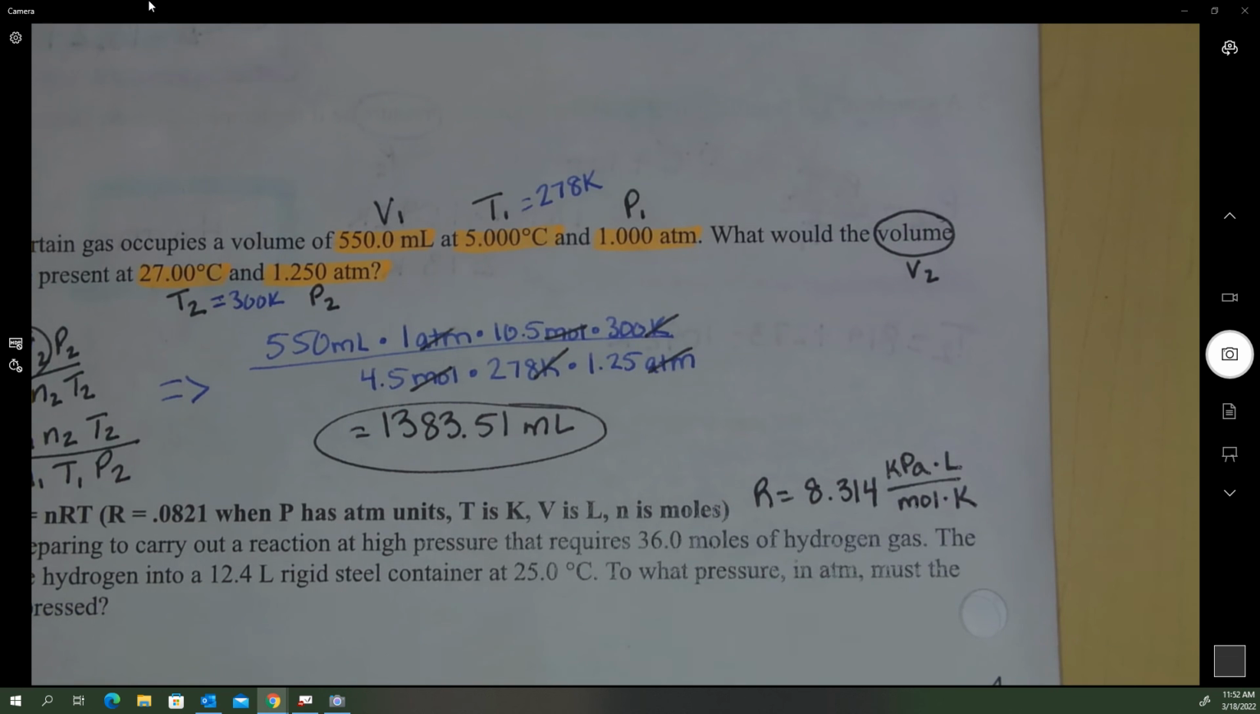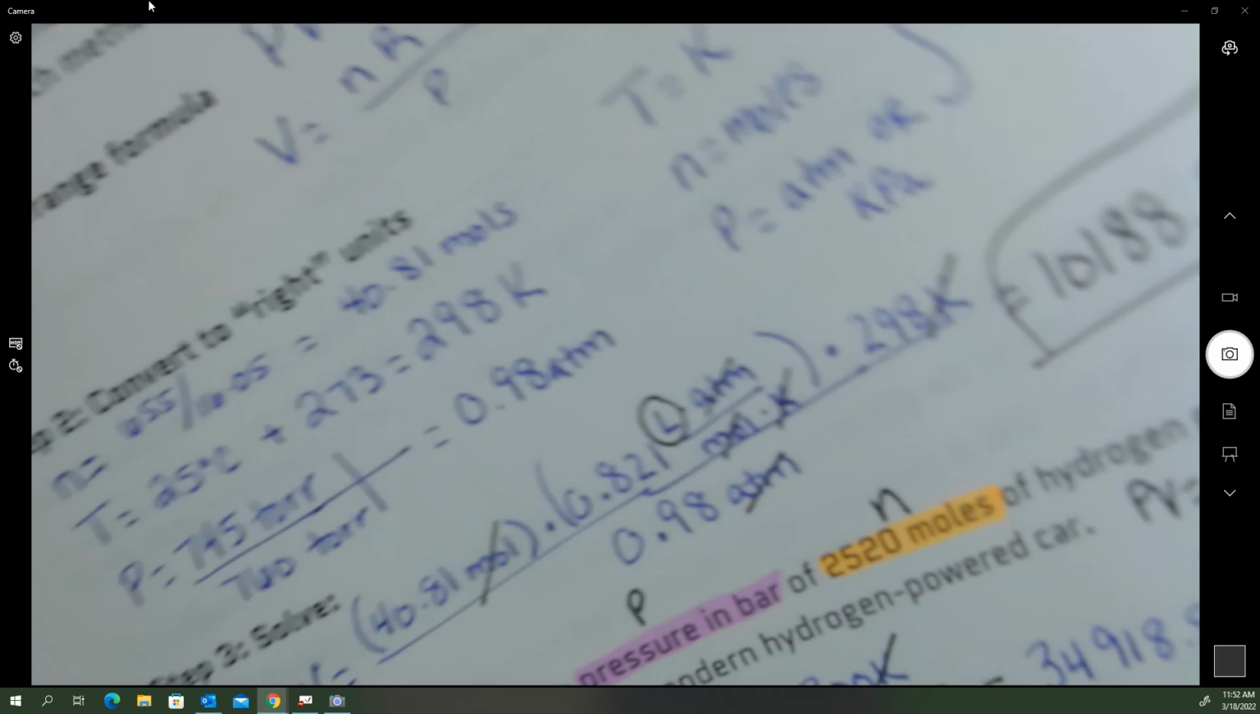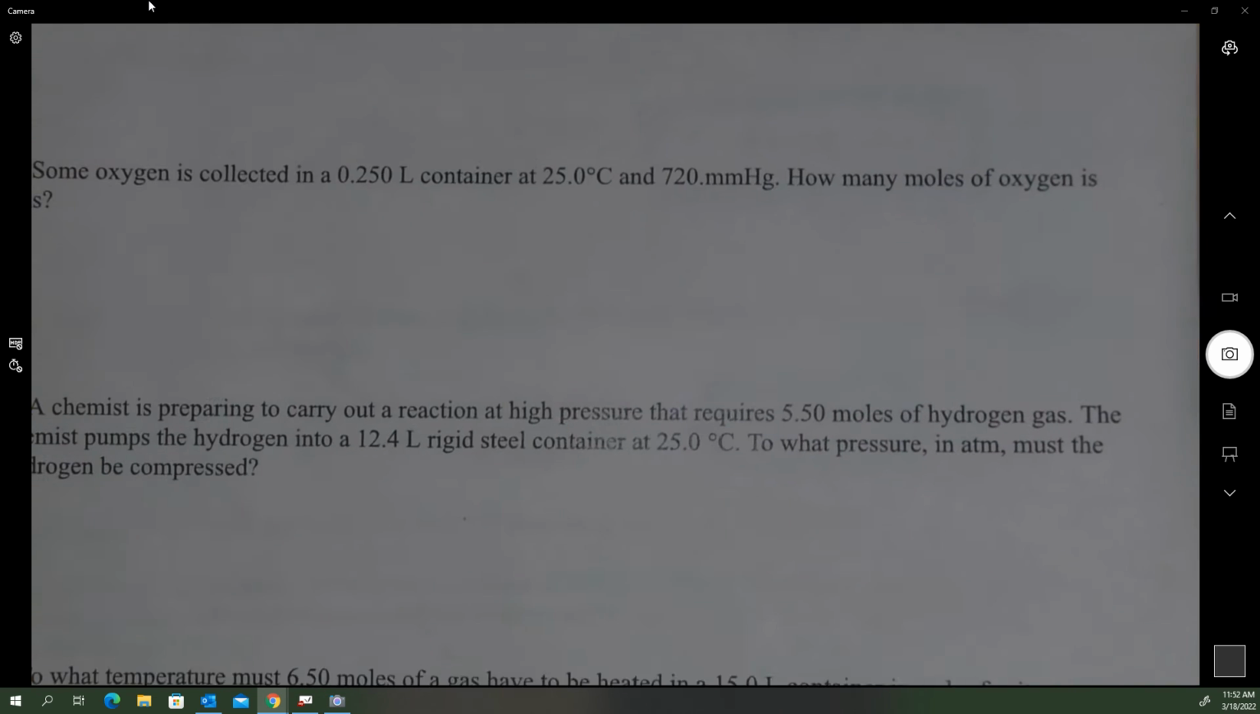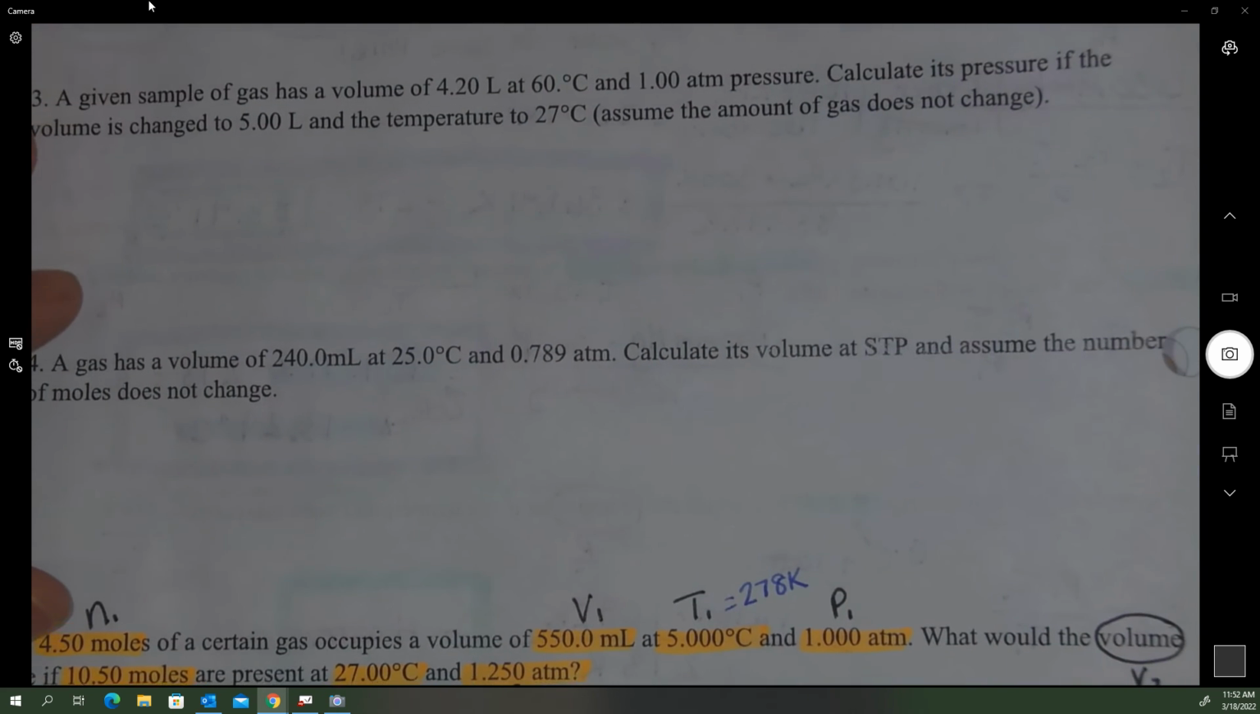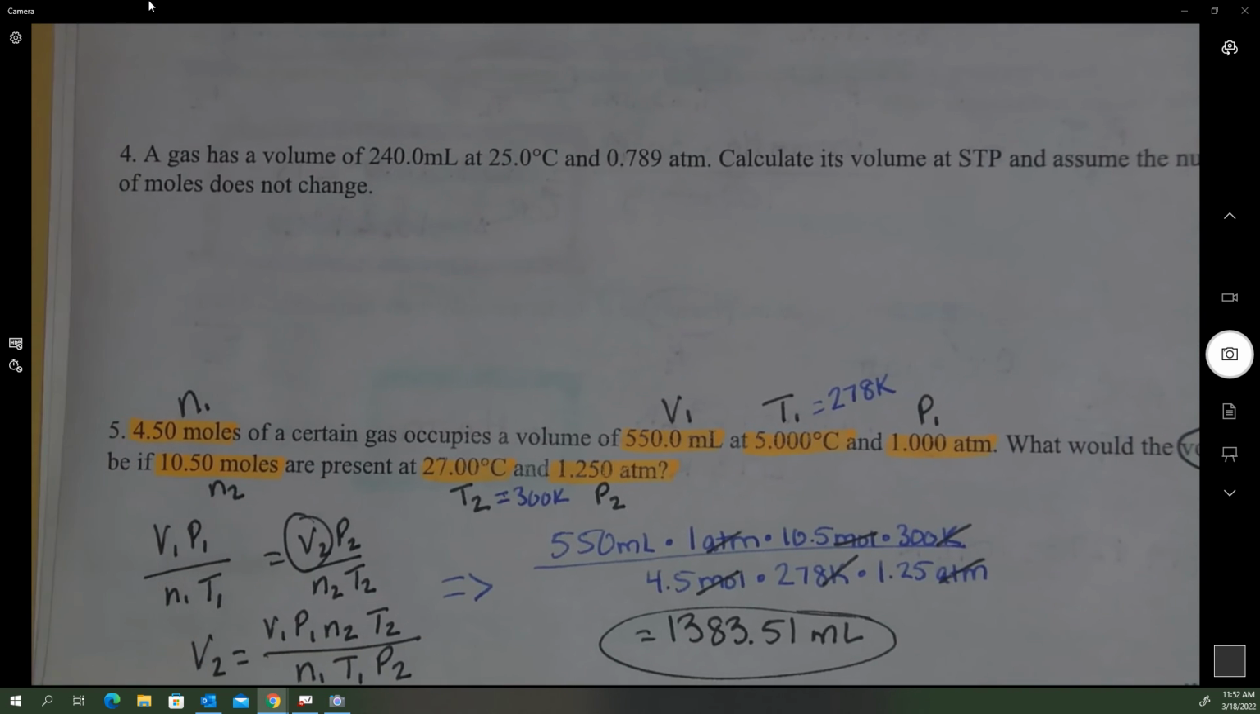So what you're going to work on for the remainder of today is 1 through 5 for the combined gas law, and then 1 through 7 for the ideal gas law. You're going to go ahead and work on these, and then we will be going over some of these tomorrow in class.